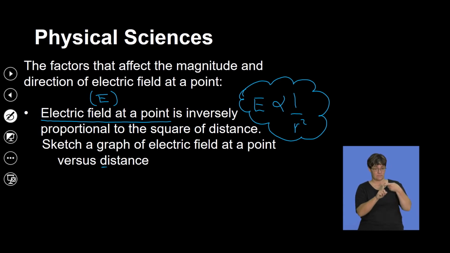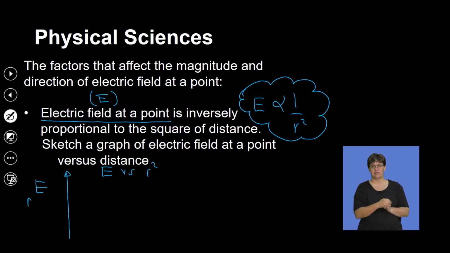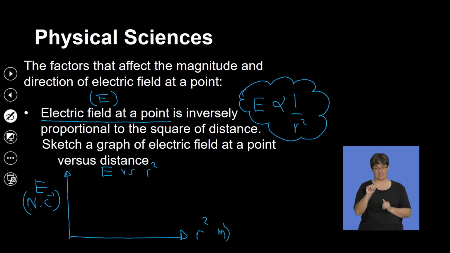Number 1, the title, which is E versus R squared. On the vertical axis, we've got the dependent variable, which is E. We must also indicate the units of E, which are newton per coulomb. And on the horizontal axis, we've got the square of the distance, which is R squared, in meters squared. Those are the units of our independent variable. So this is the mathematical relationship that we managed to obtain.